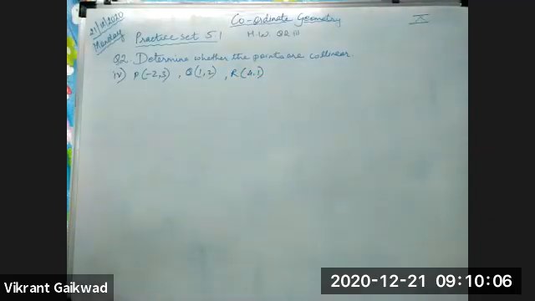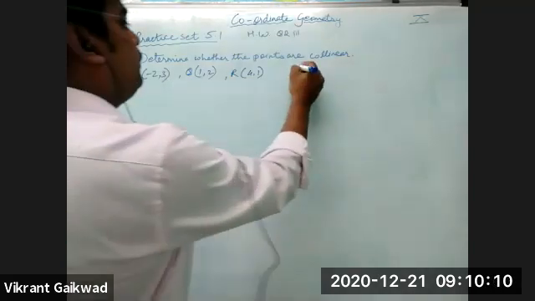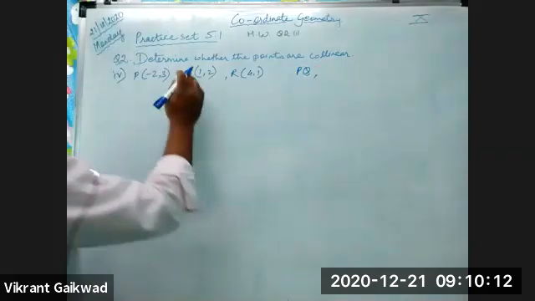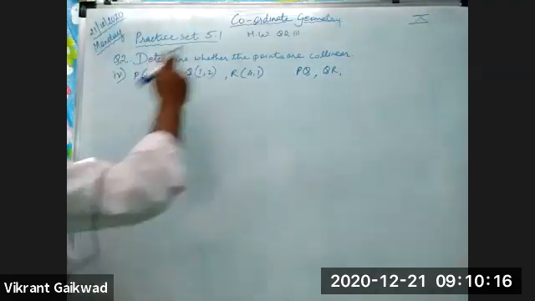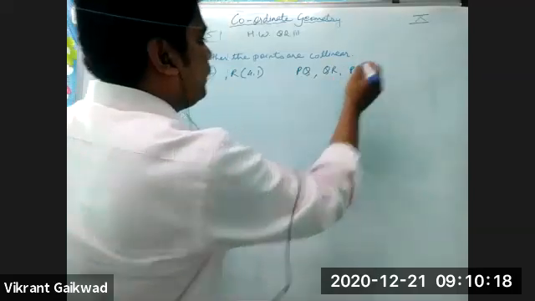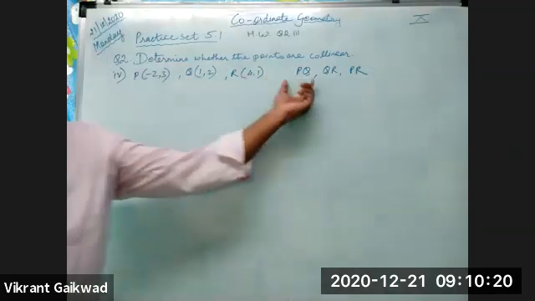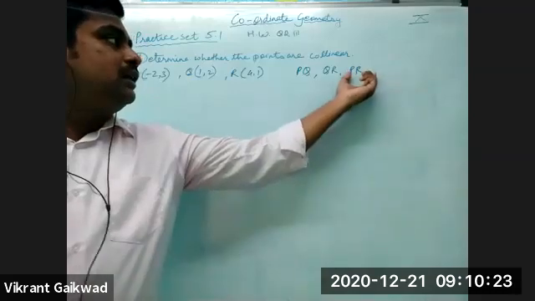Now which three distances will you find? Check: PQ, QR, and PR. You will find PQ, you will find QR, you will find PR.